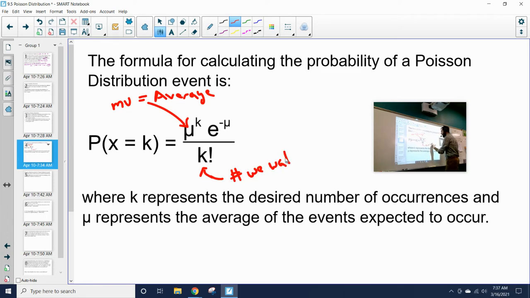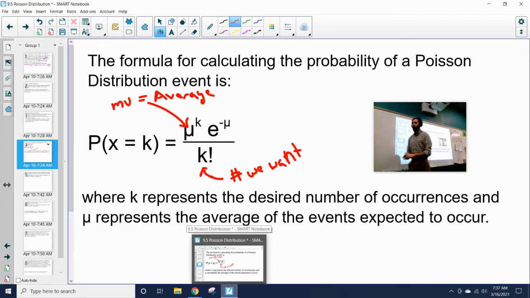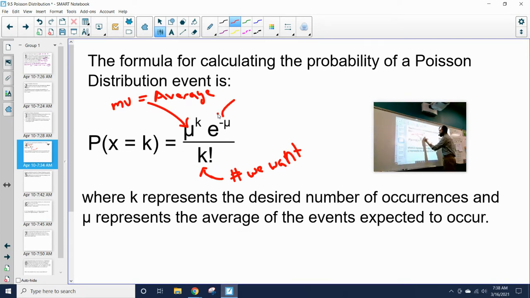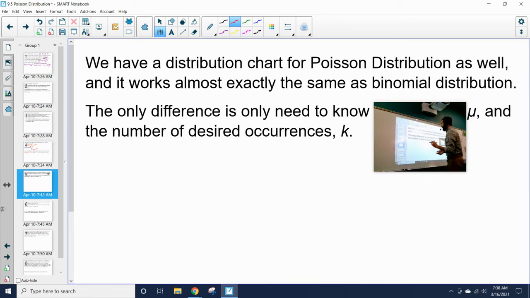So if we're asking what's the probability of having 18 car crashes at a given intersection on a given day, K would be 18. And then e is a funky number that you probably learned in Algebra 2. It's roughly 2.718. It just represents a number. Now, we don't want to use this funky formula. But once again, k represents the number of occurrences that we're looking for, and mu represents the average of expected events. So we're going to use our chart, because the chart is so much easier than this formula. Don't worry about this formula, because it's gross.